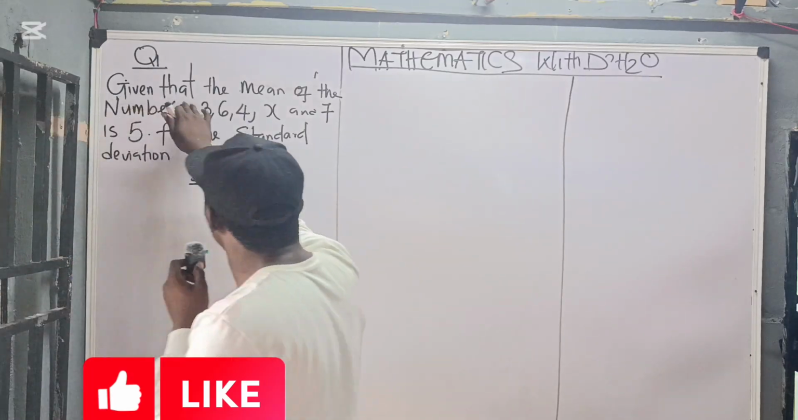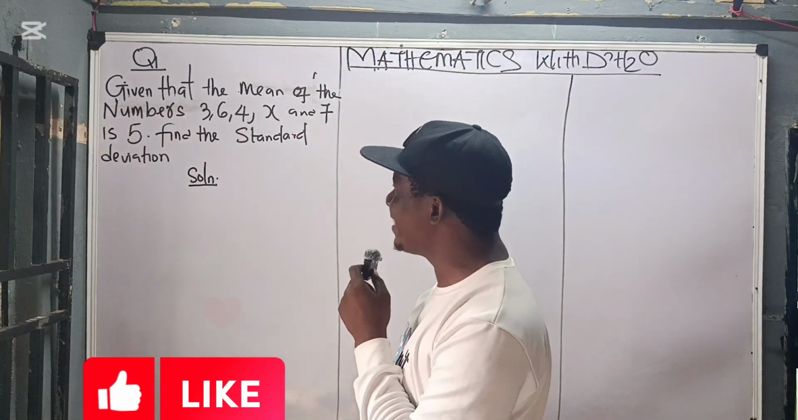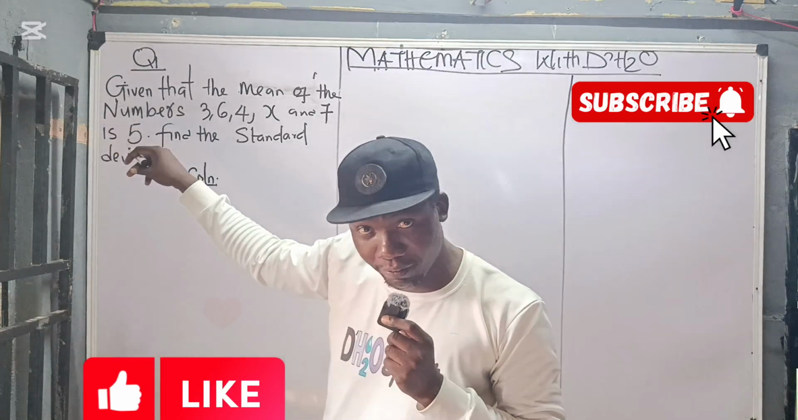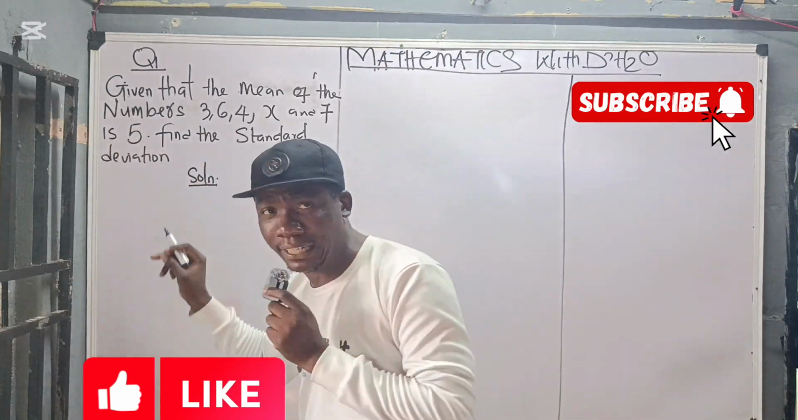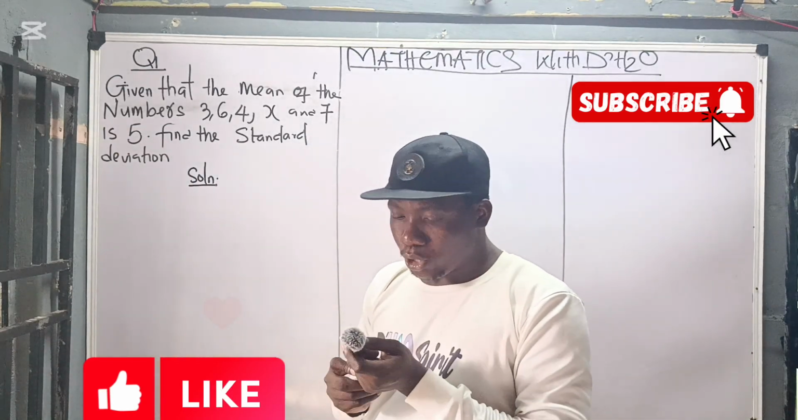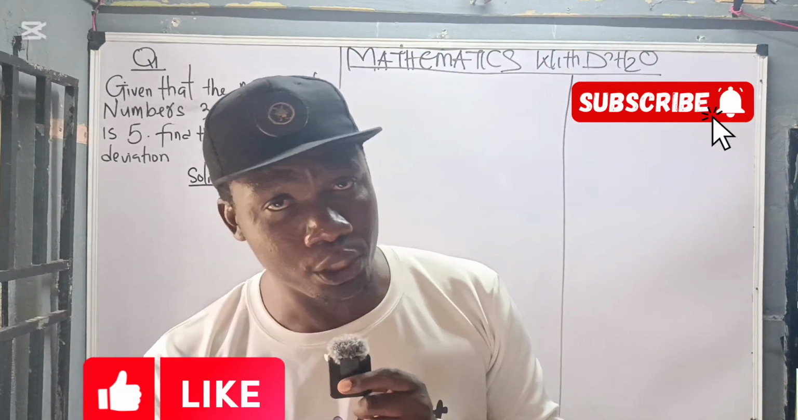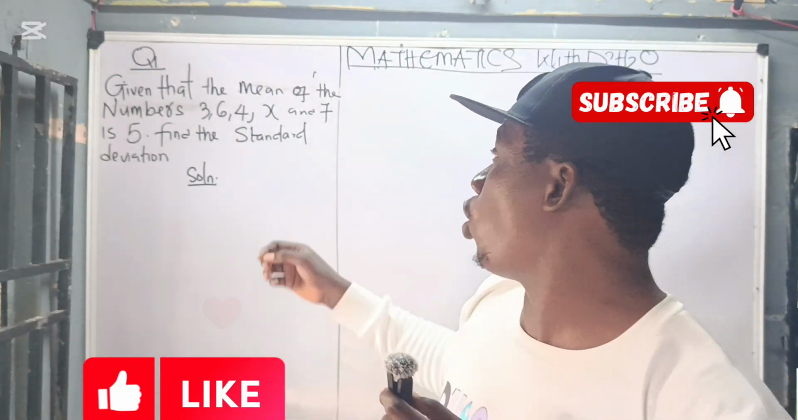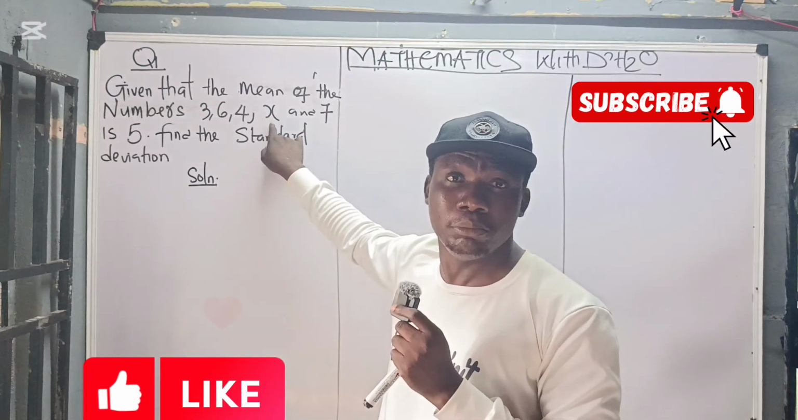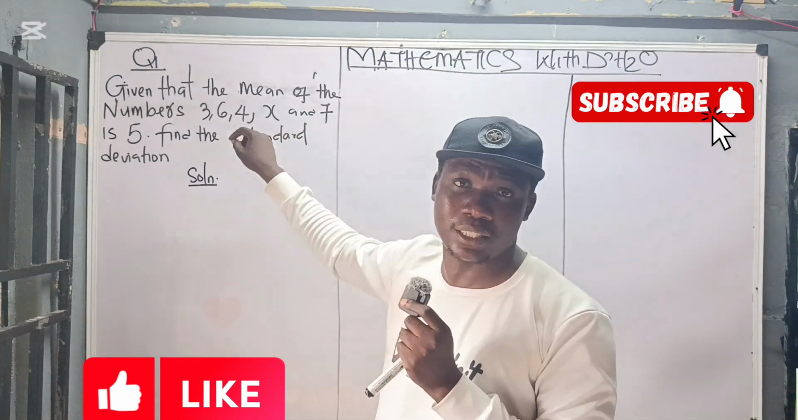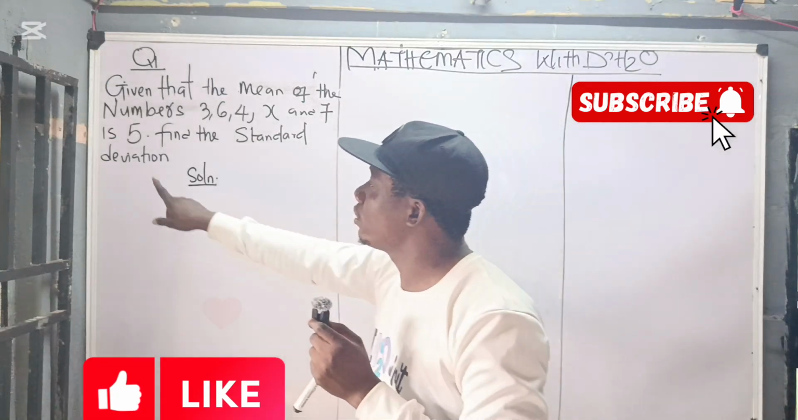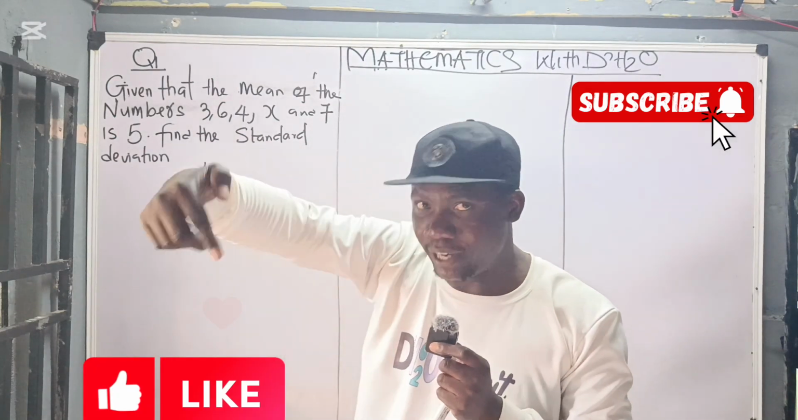It said, given that the mean of the numbers 3, 6, 4, x and 7 is 5. They said the mean is 5, and that you should find the standard deviation. Now, you cannot find standard deviation, mean deviation, variance, or even mean for an unknown number, which is x. It means we need to find this x first. And how do you find the x? You need to use the mean that they have given you to find the x.